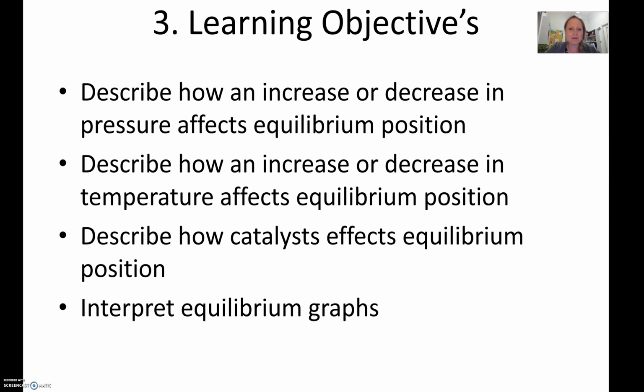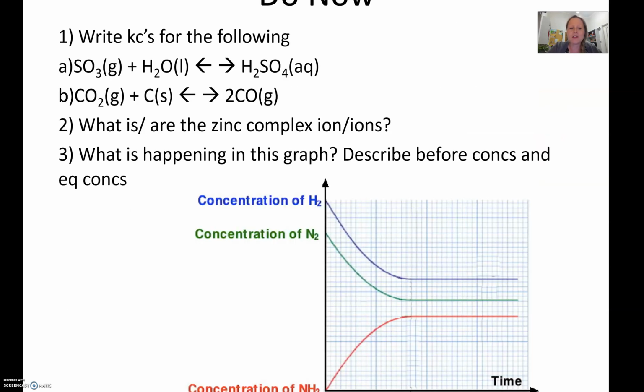So our learning objectives today are to describe how pressure affects equilibrium, how temperature affects equilibrium, and how catalysts affect equilibrium, and then we're going to look at equilibrium graphs. The first three learning objectives are just a recap from Level 2, and the one down the bottom about the equilibrium graphs is new.